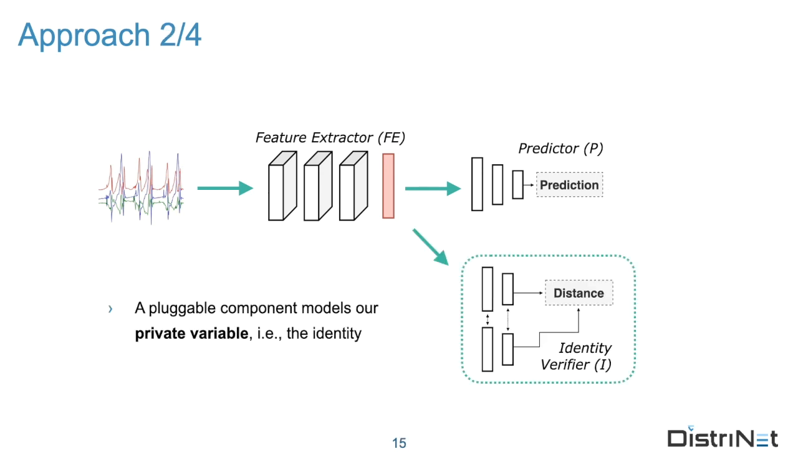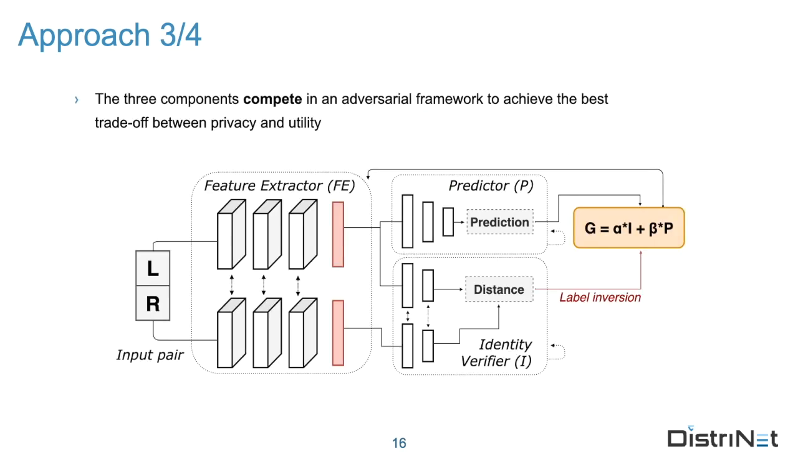In order to minimize the leakage of identity, we define a pluggable component. Intuitively, it tries to minimize the distance between samples belonging to the same user and maximize the distance of samples belonging to different users. Since we are interested in minimizing the information about the identity and preserving the information about the gender or the age, the three components are joined in an adversarial framework. Here they compete with each other, each with its own optimization goal. For how exactly our optimization works and other details, please check out our paper.